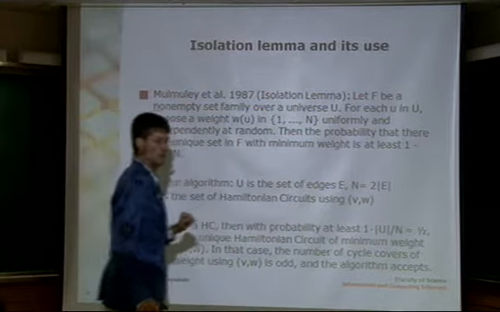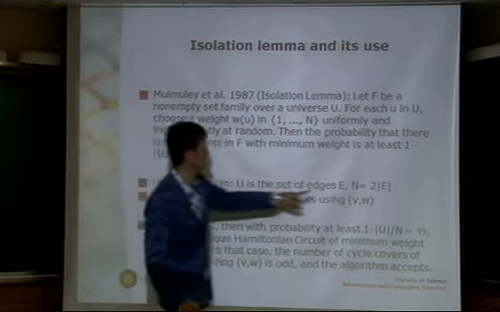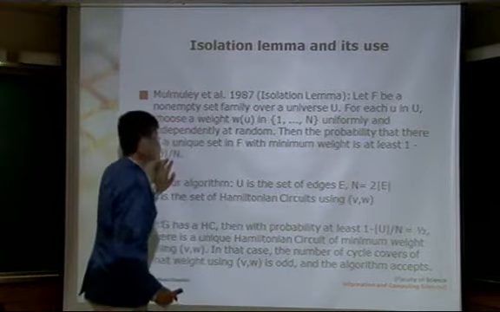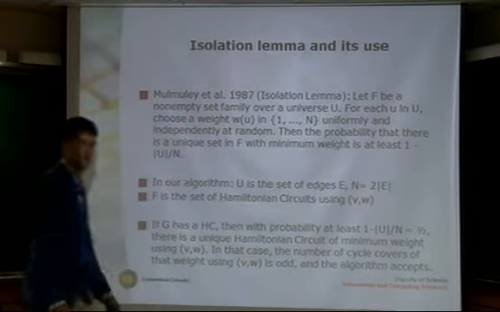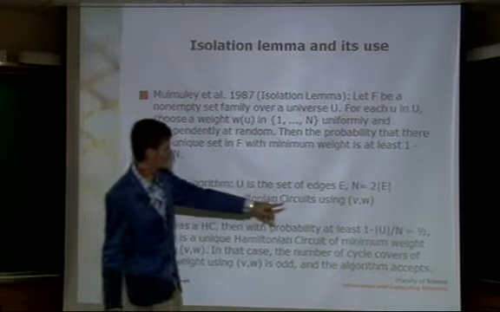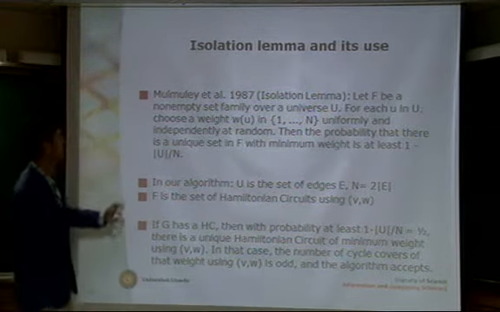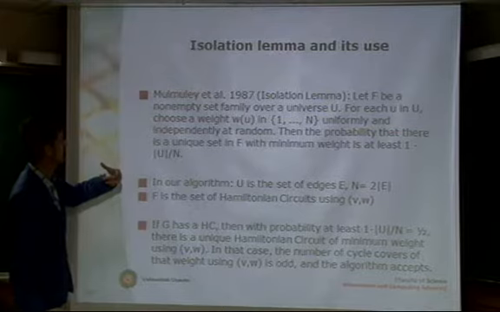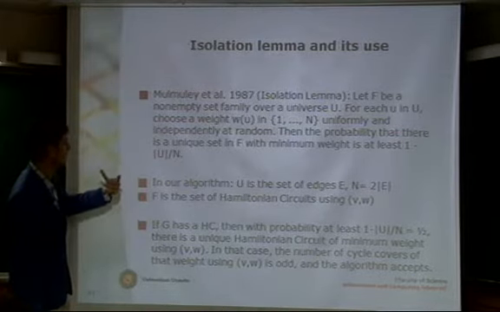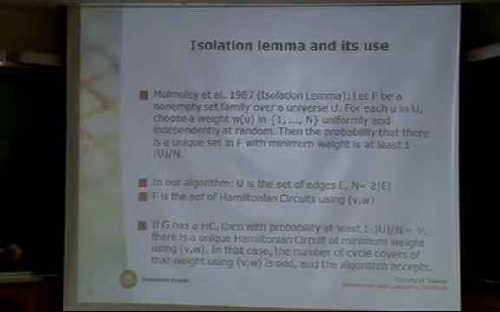You can make something larger, but then I do this because then this value is 1/2, and then I have a success of at least 1/2. So my family F is the set of Hamiltonian circuits using the edge VW in the right direction. And the probability that there is a unique one of minimum weight is at least 1/2.